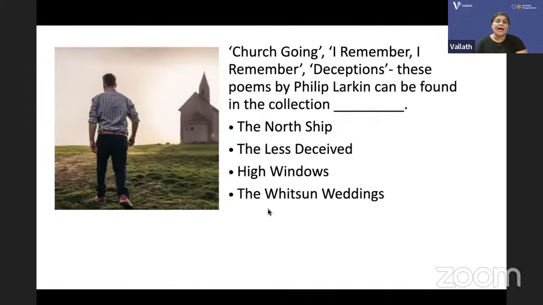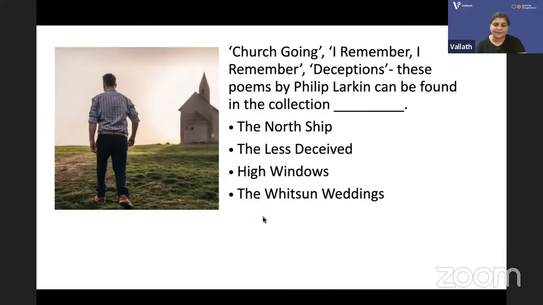Now, Church Going, I remember, and Deceptions. These poems are by Philip Larkin. And tell me, guys, which collection are they from? Is it The North Ship, The Less Deceived, High Windows, or The Whitsun Weddings? Do you know, everyone? Tell me, guys, all are by Philip Larkin. Which of these is the book that contains Church Going?